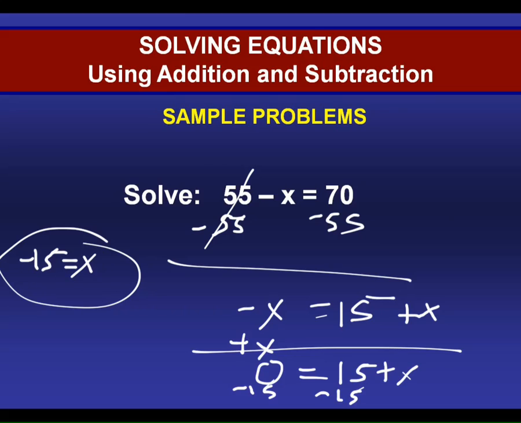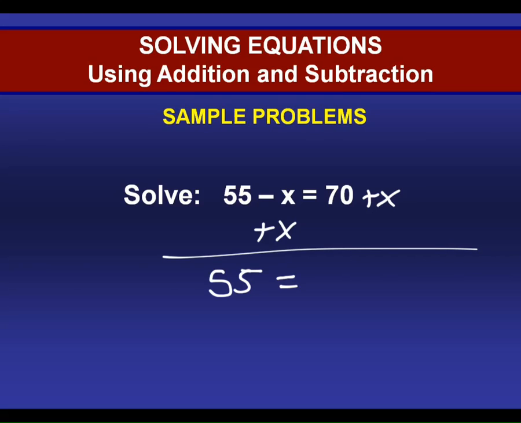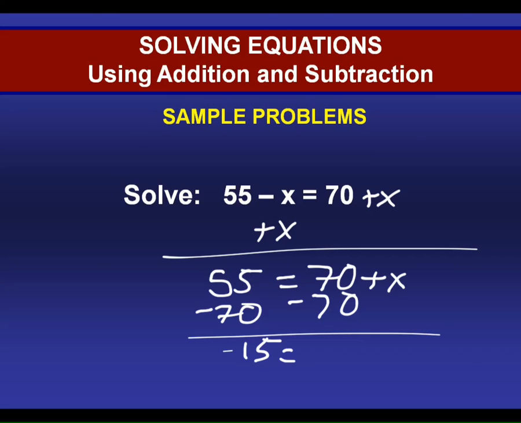positive by itself. But going back to here, let's say again you didn't know how to divide or multiply by negative. We could have just done that at the beginning to make it a positive x. Let's move that to the other side. We're left with 55 equals 70 plus x. Then we'll just move that positive 70 over by subtracting it, and negative 15 is x. So whenever you have a negative x, you need to make it positive. I want to know what positive x equals, not negative.